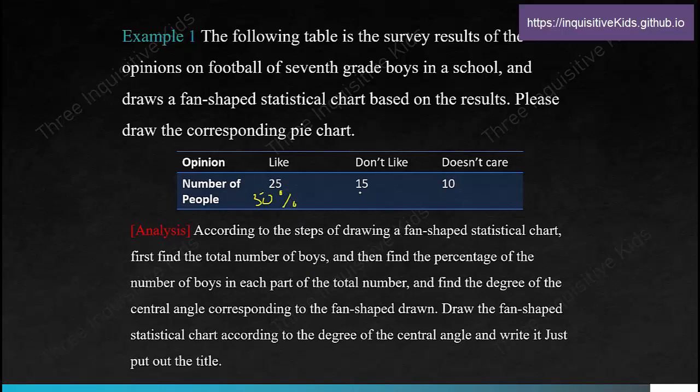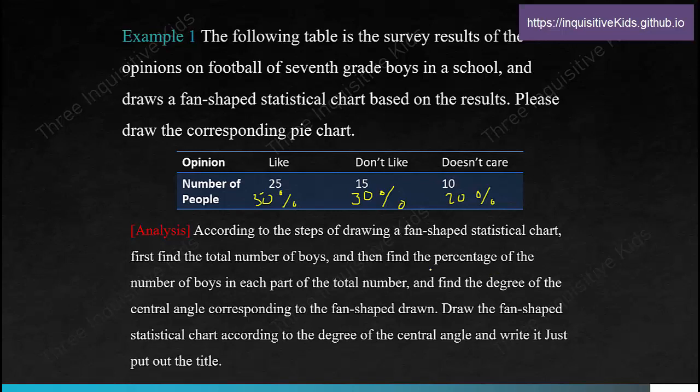And then same for don't like, doesn't care. 15 out of 50, that is 3 out of 10, that is 30%. And doesn't care is 10 out of 50, which would be 20%. And there we have it.